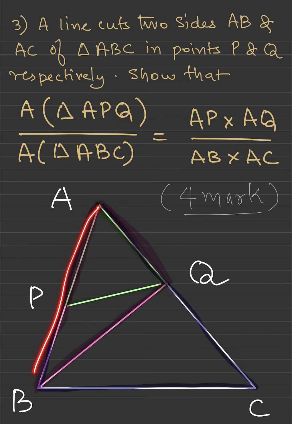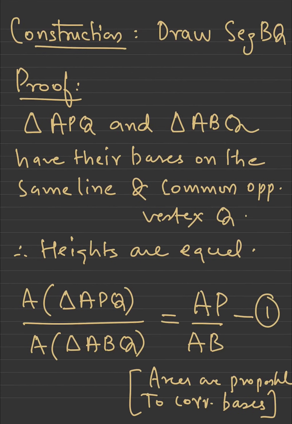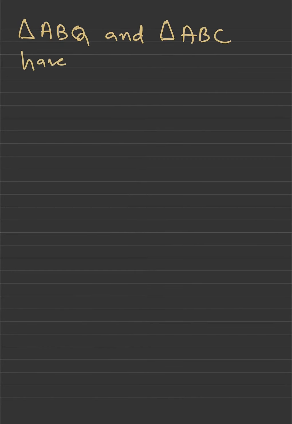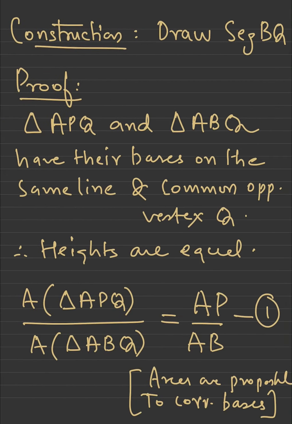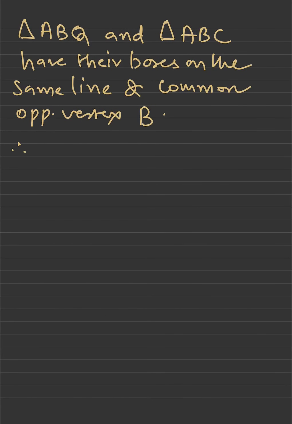So we consider triangle ABQ now and ABC. So the next step: triangle ABQ and the original triangle ABC have their bases on the same line and a common opposite vertex. Who's the common opposite vertex now? It's B. So common opposite vertex B. Therefore their heights are equal, right?